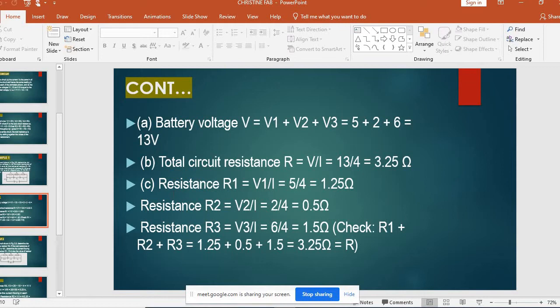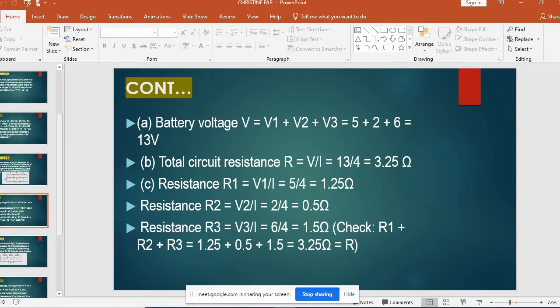In this case we have to find the battery voltage. We find that voltage is equal to V1 plus V2 plus V3. V1 from that circuit you can see it's 5. Then V2 is 2 volts, and V3 is 6. So when we add V1, V2, and V3, we find that the battery voltage is equal to 13 volts. Hope you are together.